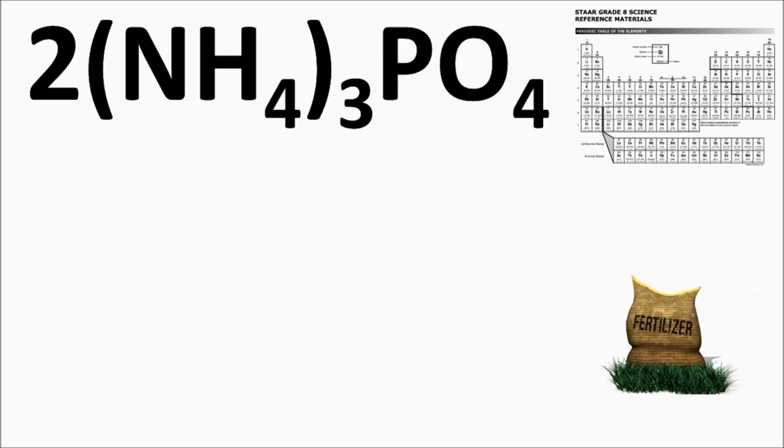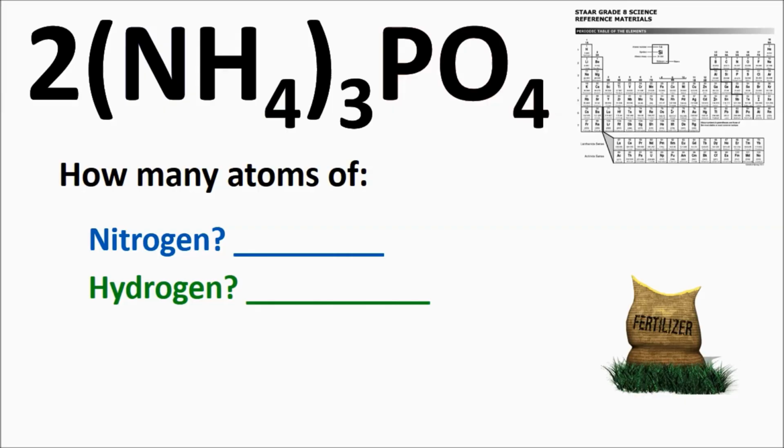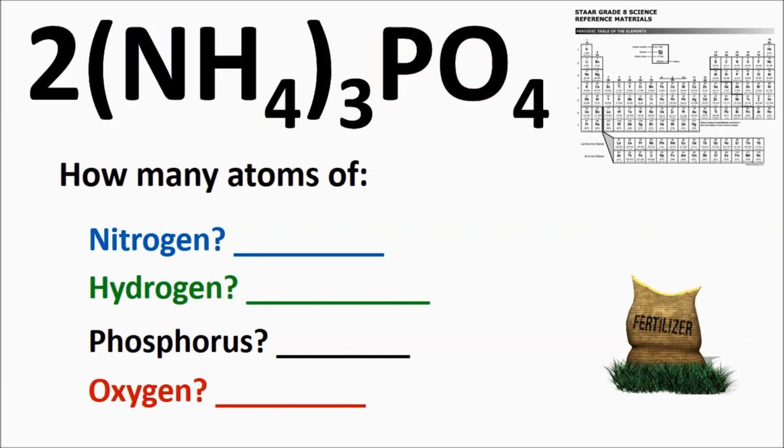Great job. Try another. How many atoms are going to be present in 2 molecules of ammonium phosphate? How about nitrogen? Hydrogen atoms. Phosphorus atoms. And finally, oxygen atoms. All right, so again, this is a challenge because there are parentheses and a coefficient as well.